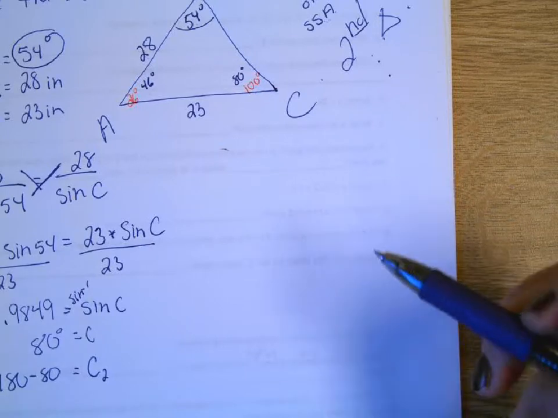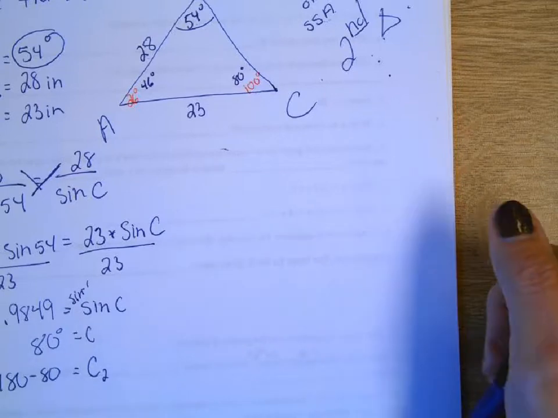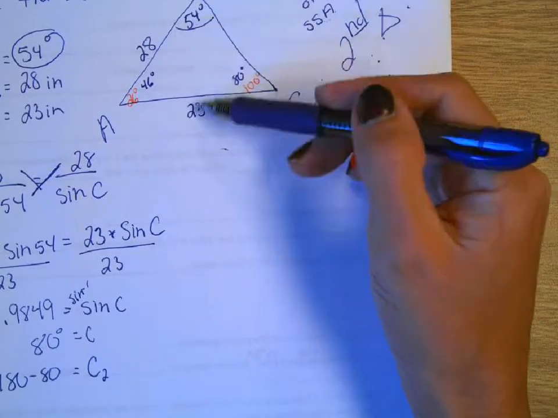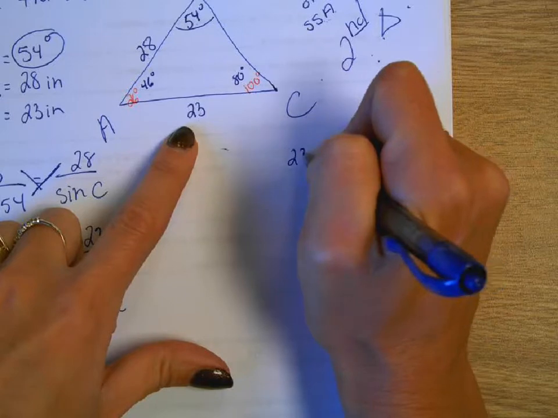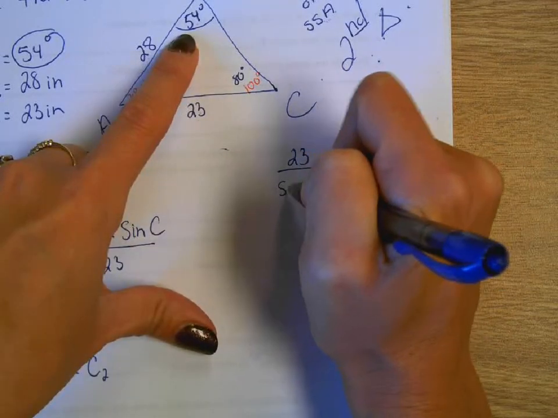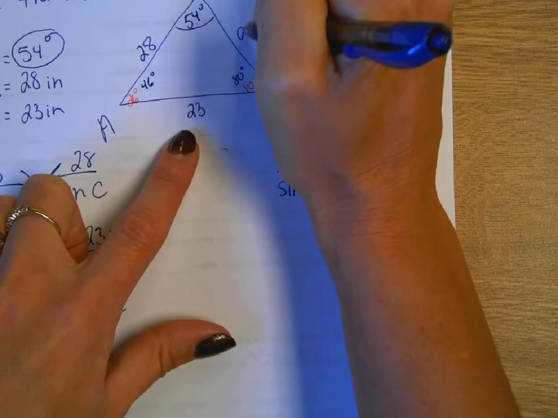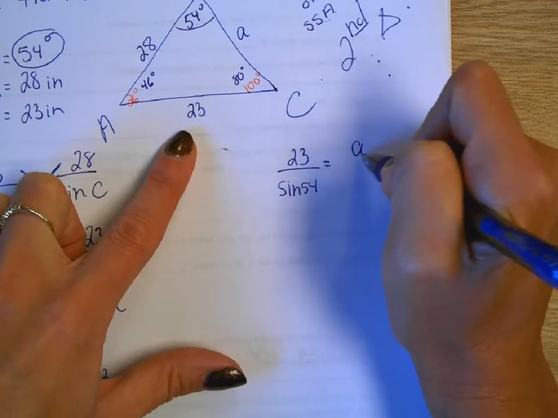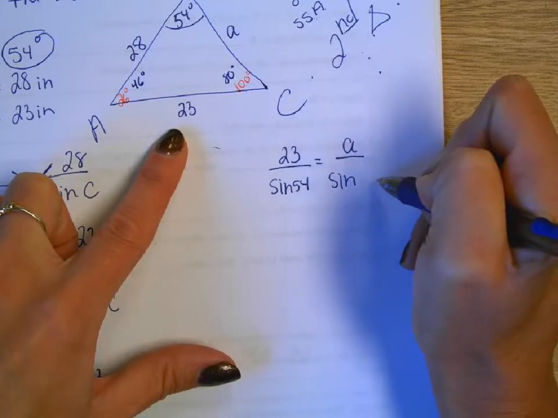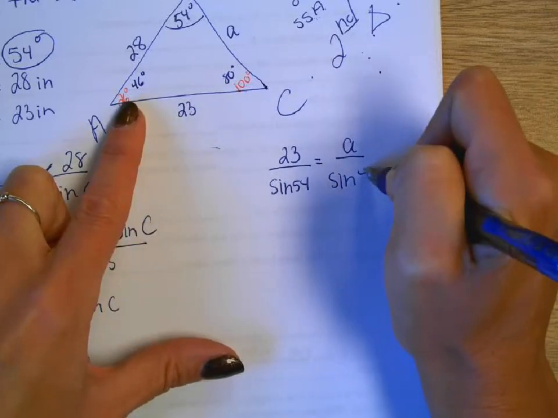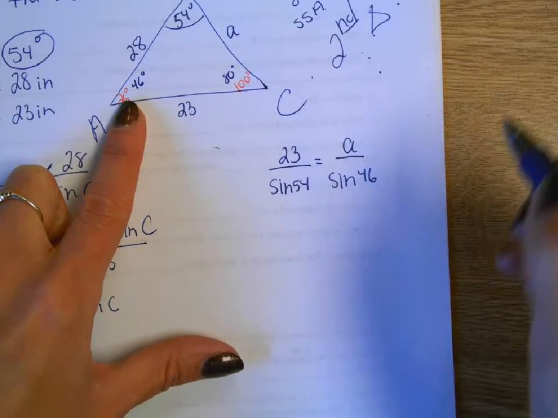What's the proportion that's the same for both triangles that I can use? Where's the angle and the side that's the same on both of those triangles? The B's are the same for both triangles. So I'm going to use that. 23 over the sine of 54 equals little a over the sine of 46. Let's just solve this one.